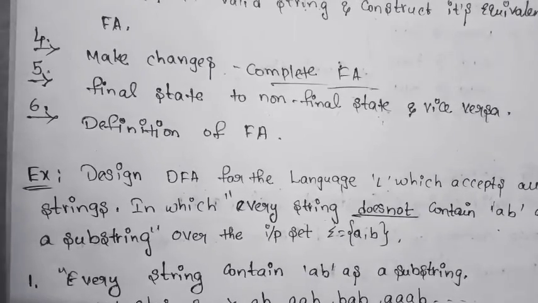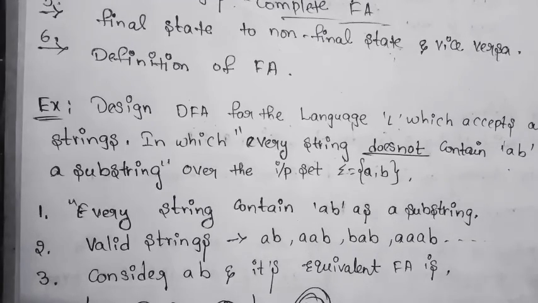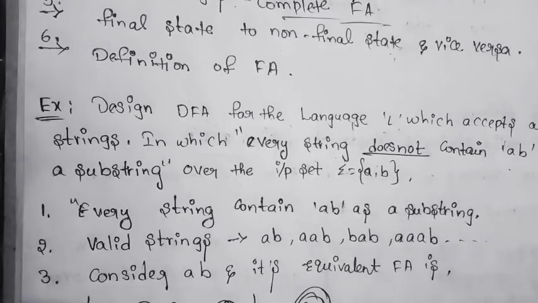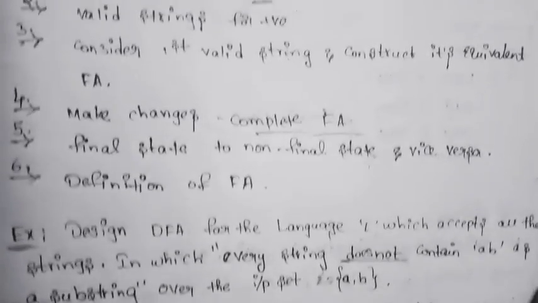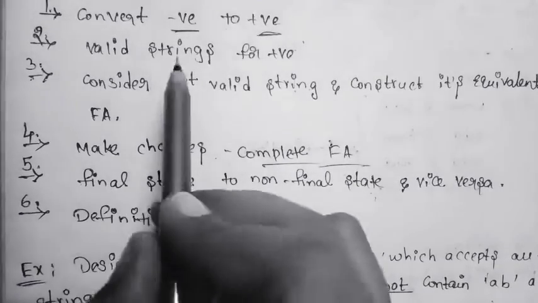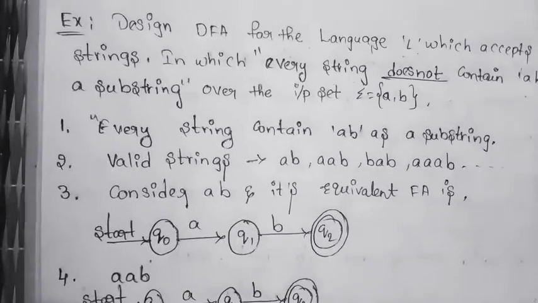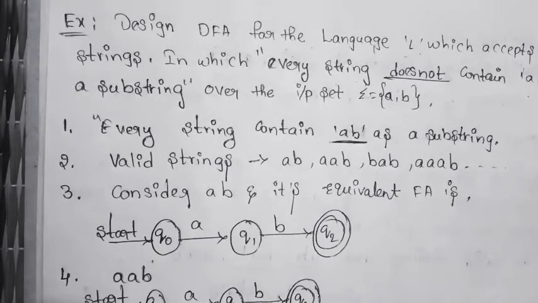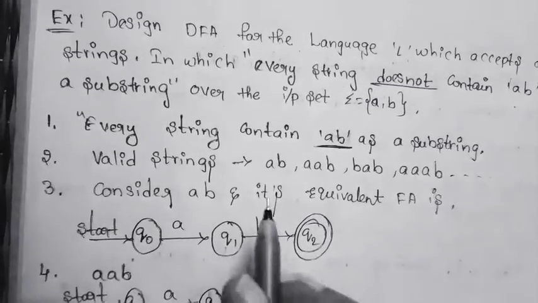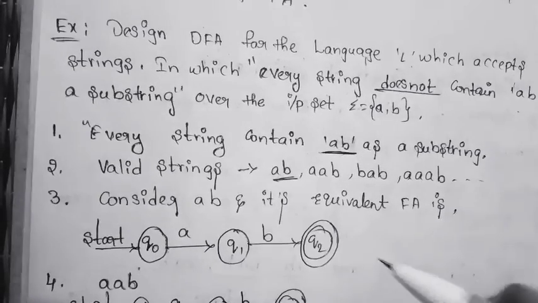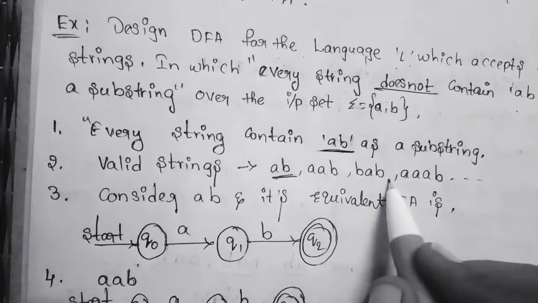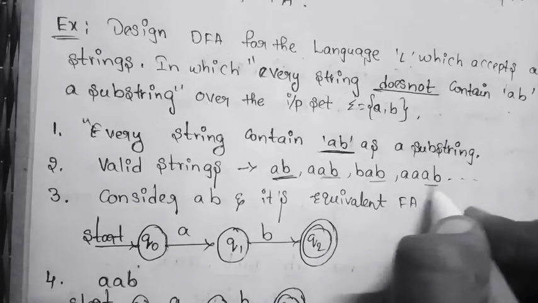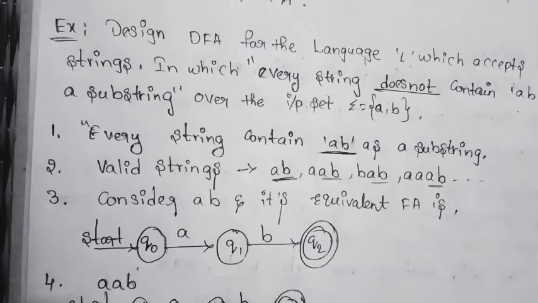So, what is our first step? We need to convert the negative question into a positive question. That means every string contains AB as a substring. It's completed, guys. Then our second step is to write the value strings for the positive question. That means every string should contain AB as a substring. So what value strings may we get? AB, AAB, BAB. In all these strings we got AB as a substring. If you want, you can write some more.